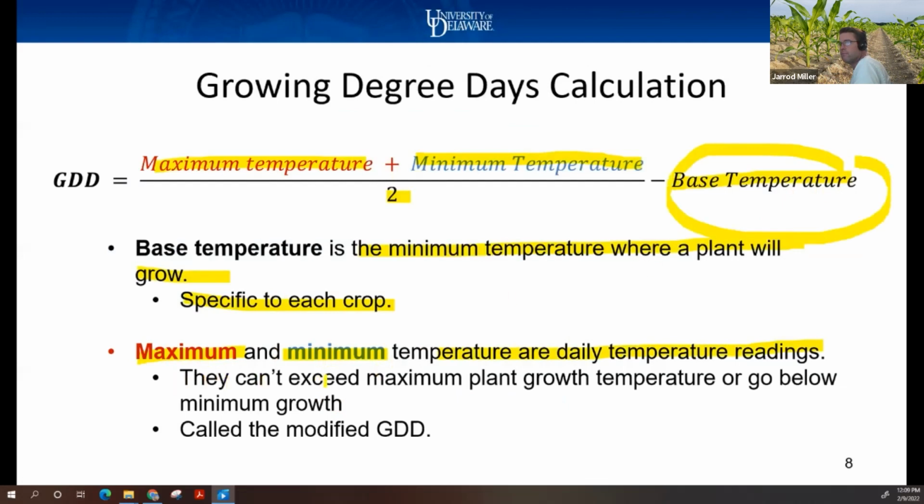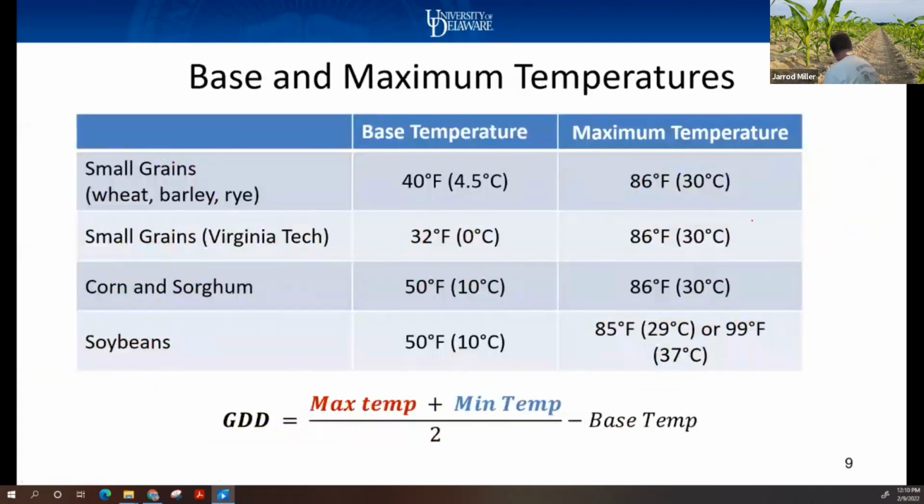So you can exceed maximum plant growth, and we'll talk about that in the next slide. But for corn, 86 degrees, we don't usually count temperatures over 86, because then it starts hurting the plant. And that's what we call the modified GDD, where you don't want to go below the minimum or exceed the maximum, so they modify it. If you're not modifying it, then you're not including the base temperature in there, but we want to include this so we can be more accurate.